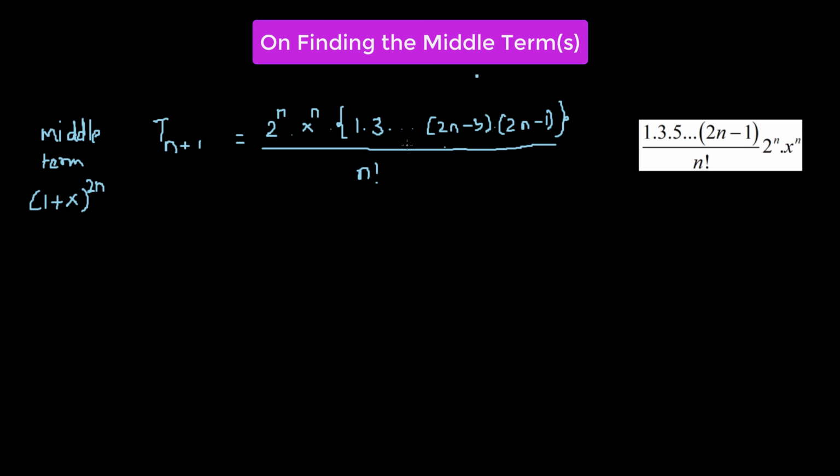So yes, we have 2 raised to the power of n, that has been taken care of. x raised to the power n has been taken care of. 1, 3, the remaining odd terms, divided by n factorial. So that is the middle term.